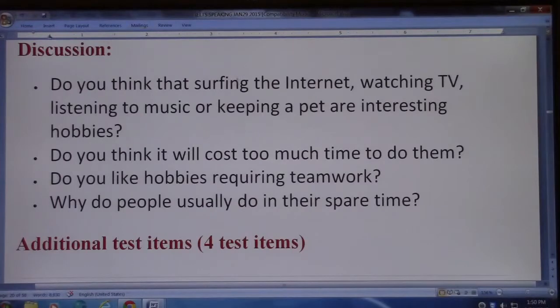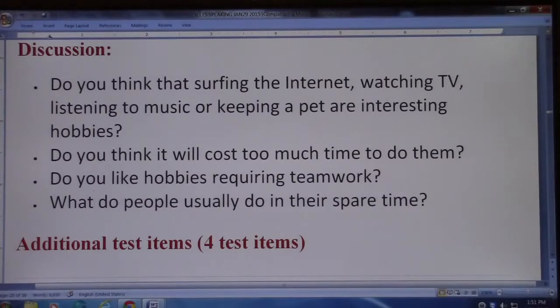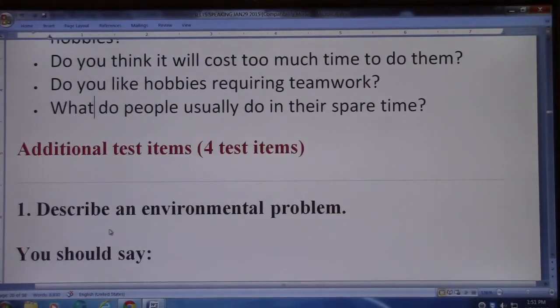Do you think that surfing the internet, watching TV, listening to music, or keeping a pet are interesting hobbies? Do you think it will cost too much time to do them? Do you like hobbies requiring teamwork? And what do people usually do in their spare time? What do people usually do in their spare time?